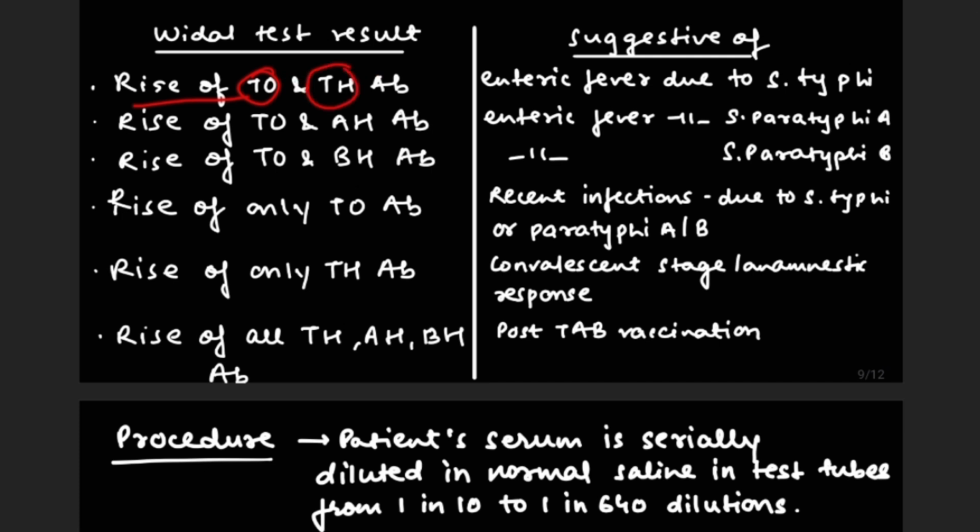Rise of TO and TH antibody means enteric fever due to S. typhi. Rise of TO and AH antibody means enteric fever due to S. paratyphi A, and rise of TO and BH antibody means enteric fever due to S. paratyphi B. Then rise of only TO antibody means recent infection due to S. typhi. Rise of only TH antibody means convalescent state, and if all TH, AH, BH or AB antibodies rise, then it is post TAB vaccination. So this was all about Widal test results and their suggestions.